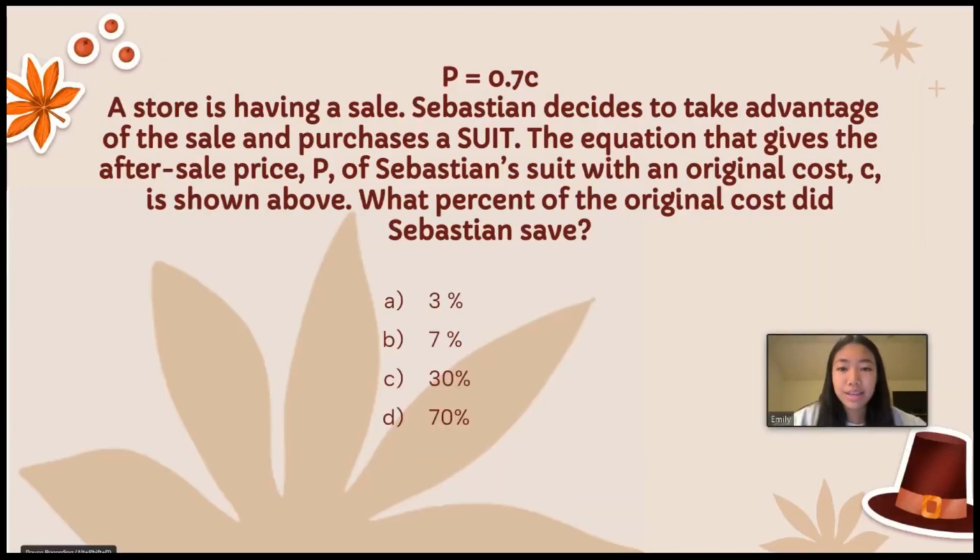A store is having a sale. Sebastian decides to take advantage of the sale and purchases a suit. The equation that gives the after-sale price P of Sebastian's suit with the original cost C is shown above, which is P equals 0.7 C. What percent of the original cost did Sebastian save?